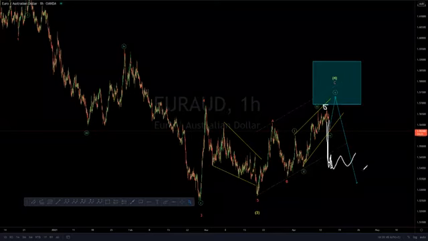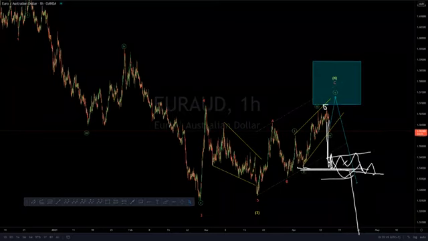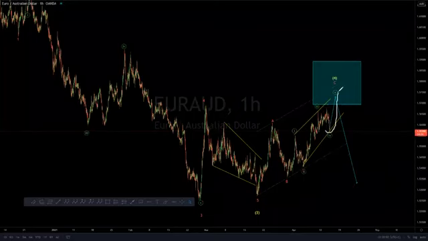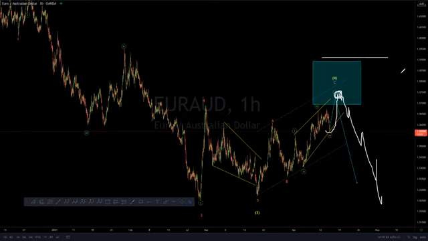So we should only start to look for selling opportunities once it breaks this low here. Then we will start to look for a move to the downside. But for now, we are still looking for this one more leg up here. Then we can look to execute a trade there, with our stop loss above that blue box there.